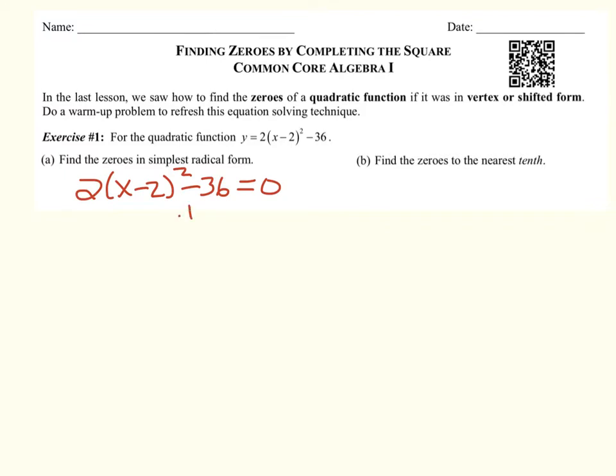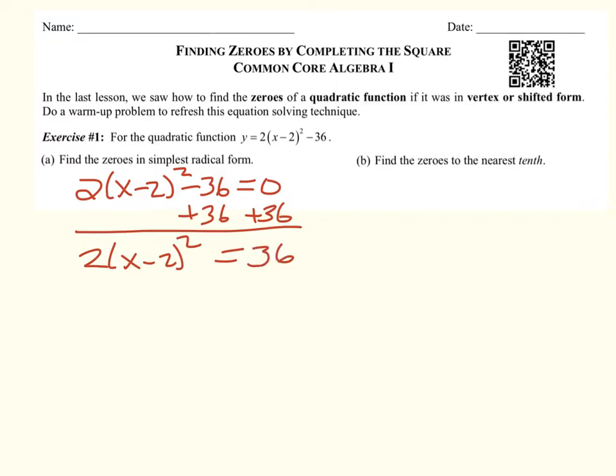So, first thing I'm going to do, add 36 to both sides. I set it equal to 0 first, and then I'm going to add 36 to both sides. So I get 2 times x minus 2 squared equals 36. Remember, I want just the square on this side, so I'm going to divide by 2 to get rid of that 2. And I get x minus 2 squared equals 18.